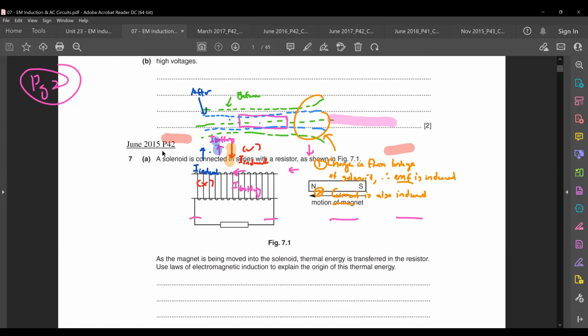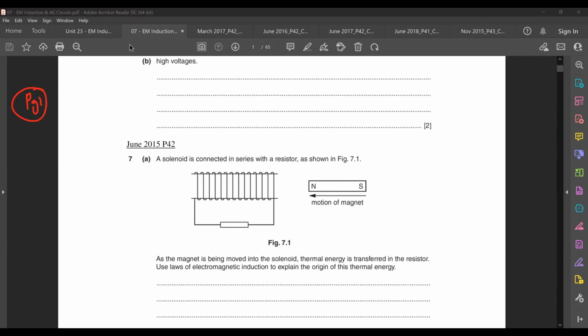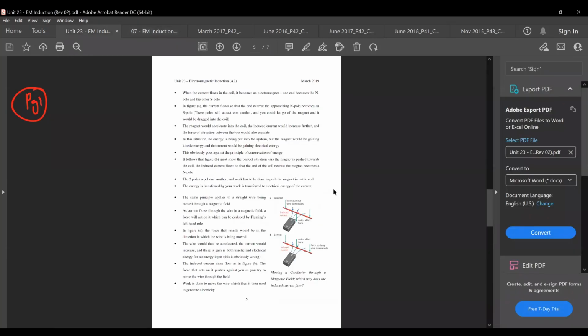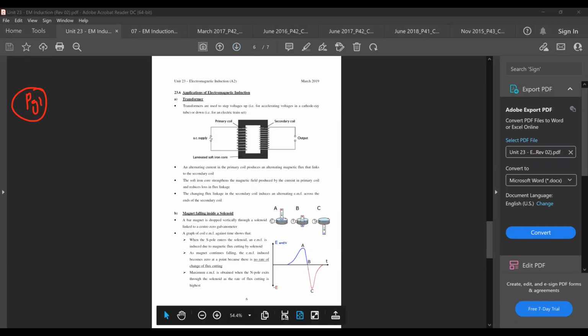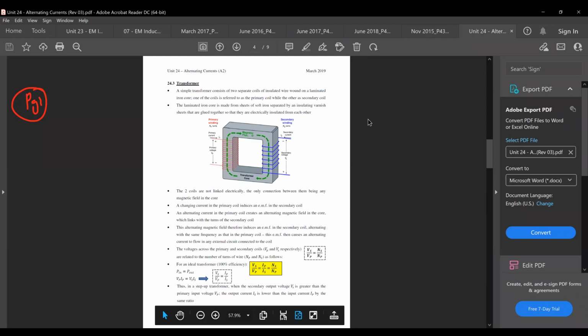If you look at page 1, question 7, let's have a look at this one first. There's this one part here I need to explain using transformers. This one is EM induction, but it's also transformers. Let me just open up the notes. There is AC circuits. Yeah, this one. Let me just open it up. Okay, right.